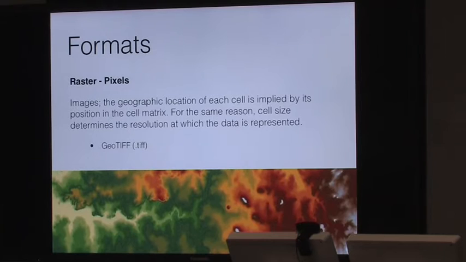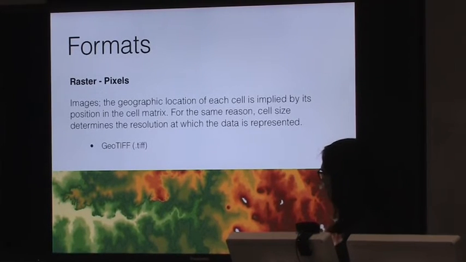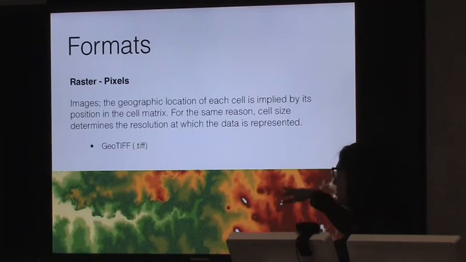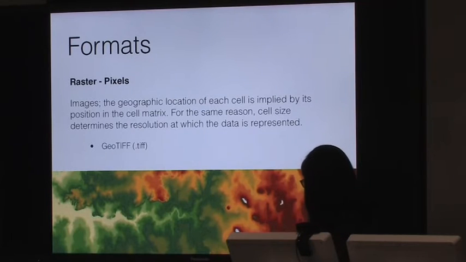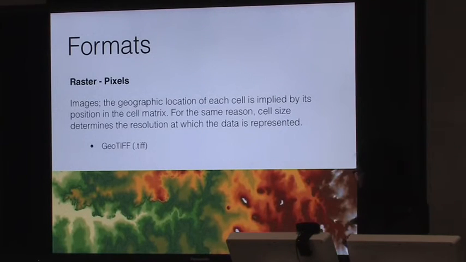And that's basically vector data, but we can also have spatial data in the form of raster or pixels. So these are images, and in these images, the geographic location of each cell is implied by its position in the cell matrix. And for the same reason, the cell size will determine the resolution at which the data is represented.